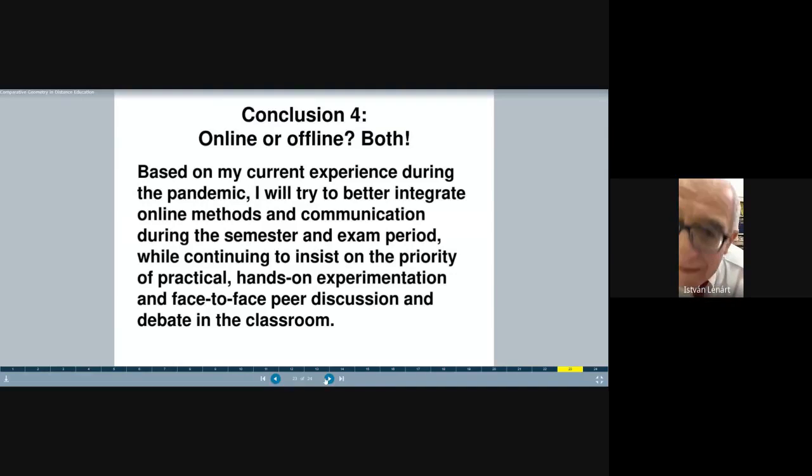But now I realized that both ways are necessary, and both ways, so to speak, are complementary to each other. If you use them well, then you reach even better results than separately only online or only offline. You have to unify the two ways, and then you make your students happy, and it will be much more successful for them.